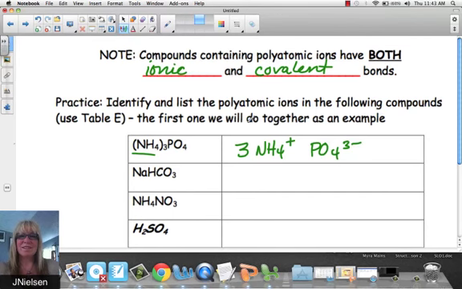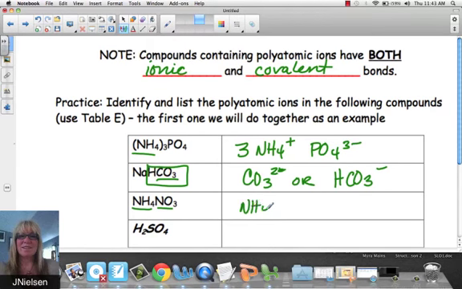Okay, so you're back checking your work. In the next one, the polyatomic ion could be 2 different things. I could either go with CO3 2 minus, or I could have gone with HCO3, which is hydrogen carbonate, and that just has a minus sign. In the next one I have 2 polyatomics. I have the ammonium ion again, and I have the nitrate ion.